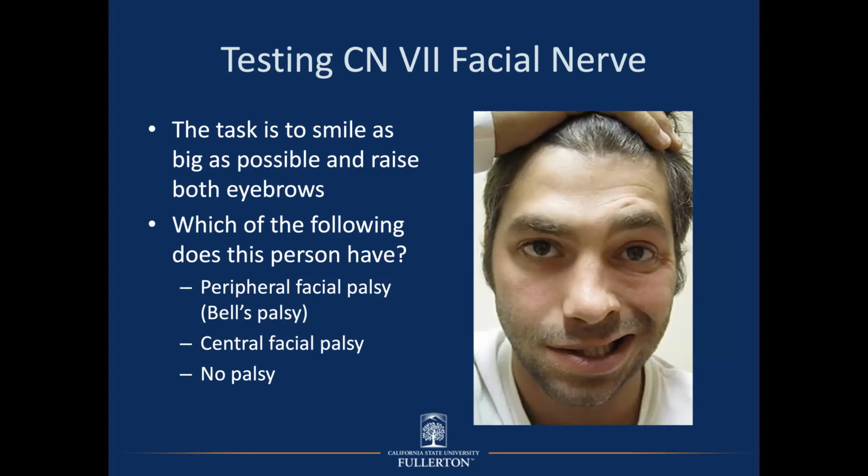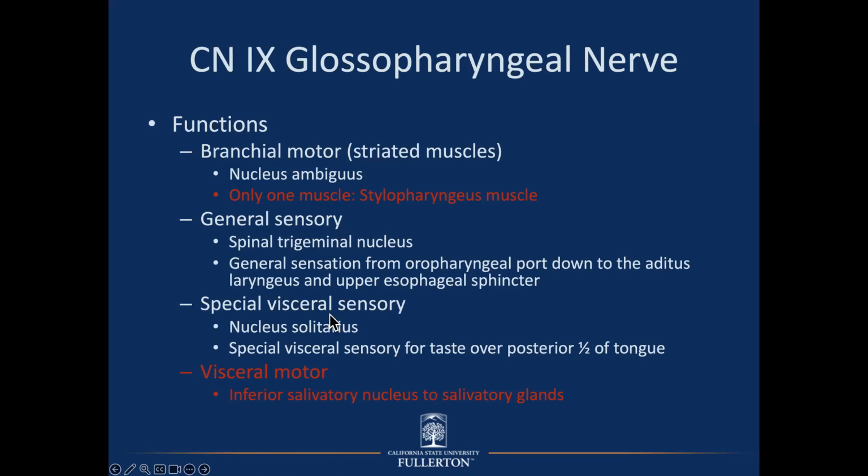All right. So now, how about this guy? What's going on with him? So again, the task is to raise your eyebrows and smile real big. We see the wrinkles on his left. We see retraction on his left. This is an illustration of a right Bell's palsy. It doesn't look quite as bad as the previous one. So right peripheral facial palsy, or Bell's palsy, on the right. All right, we're making progress here.